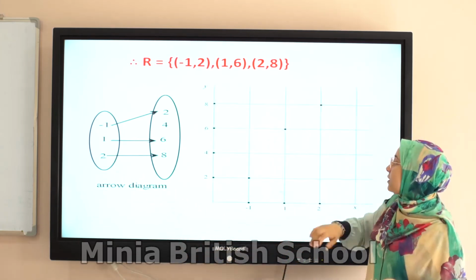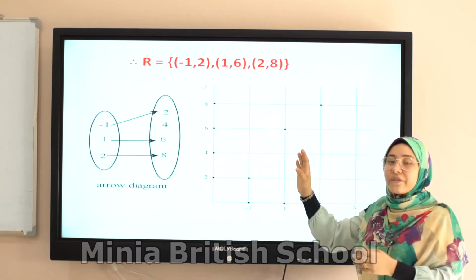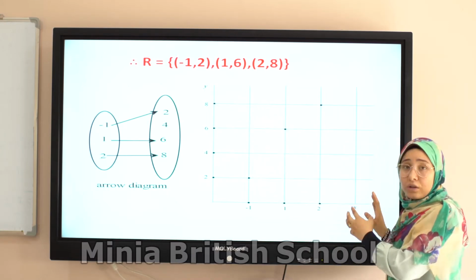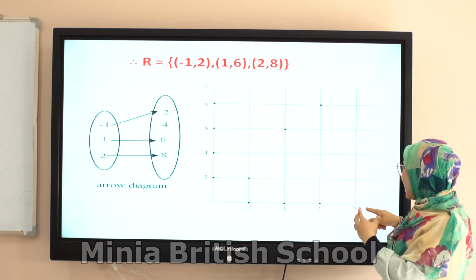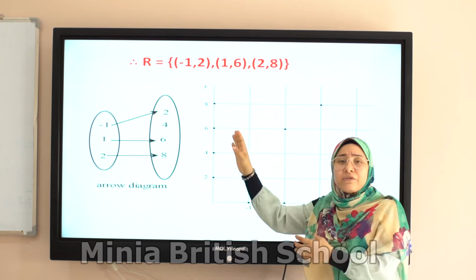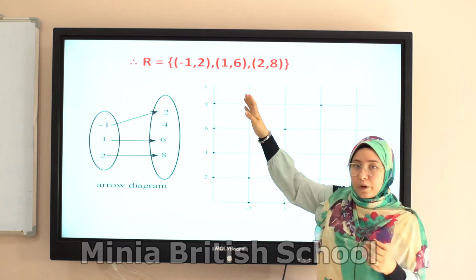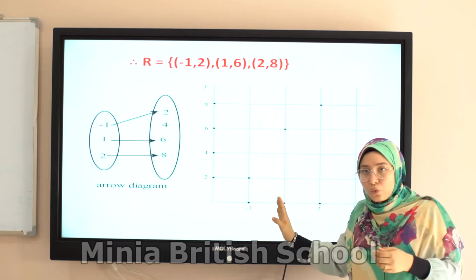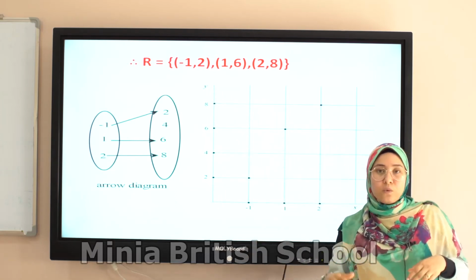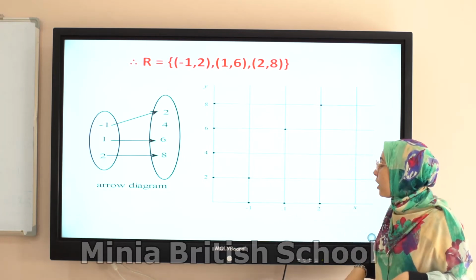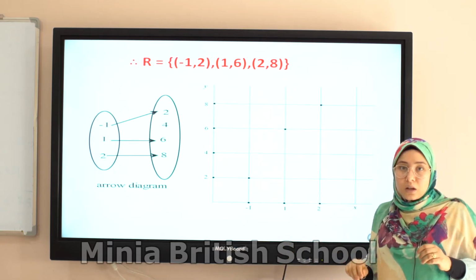Now the Cartesian diagram. I have two sets, X and Y. The first set in the horizontal line and the second set in the vertical line. I said before, this horizontal line and vertical line is not an axis. It only represents the sets X and Y. Elements of X: -1, 1 and 2, and elements of Y: 2, 4, 6 and 8, with the order.